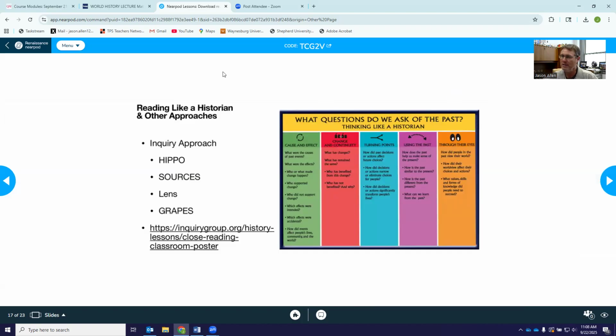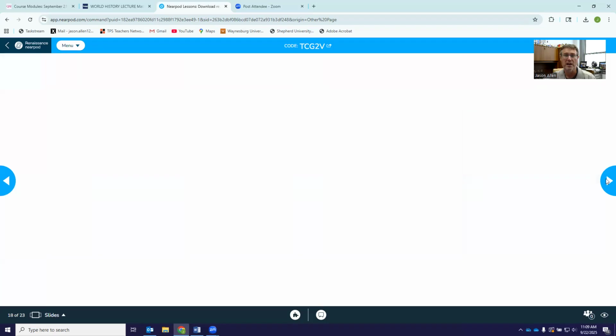But when it all is said and done, and this is actually what West Virginia is trying to get you to do in all social studies, what state standards are trying to get you to have your students do. I'm going to reset that. What you want your students to do, and what you really should be doing with your lessons, is thinking like a historian, asking these questions: the cause and effect, the changes, the turning points, the using of the past, looking at things through other people's eyes. You can do that through the HIPPO approach, sources, GRAPES. None of these are the end all be all, but they're tools. And I'll have this up for you if you want to check it out.